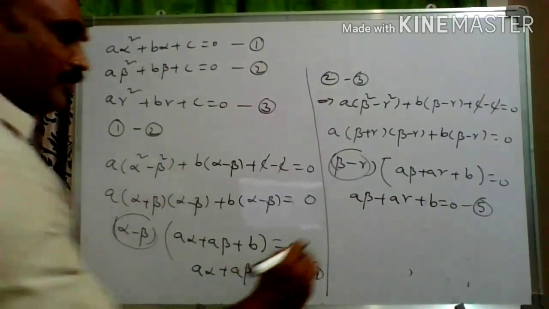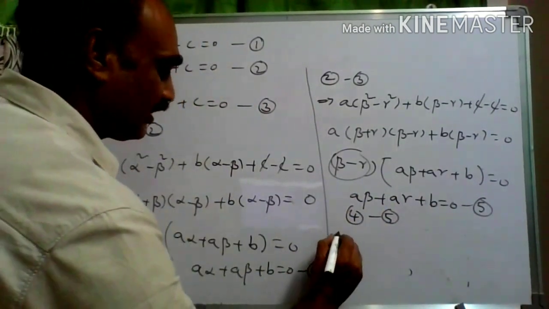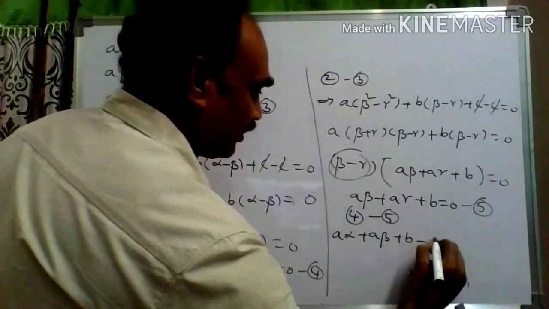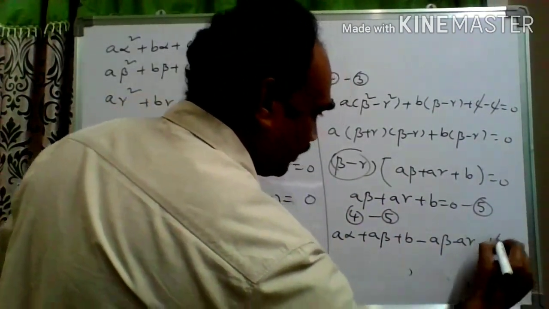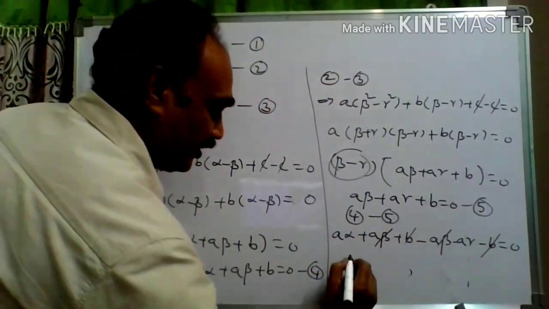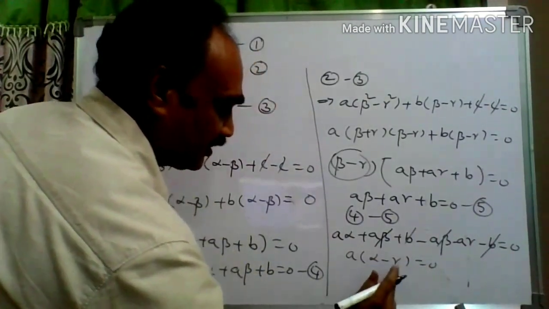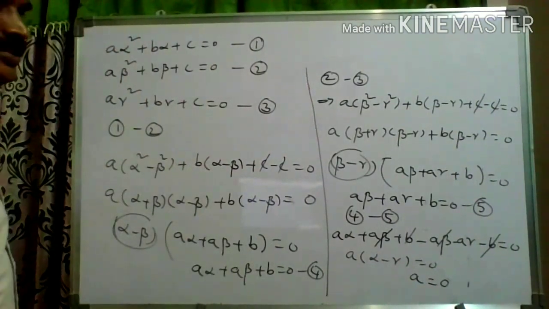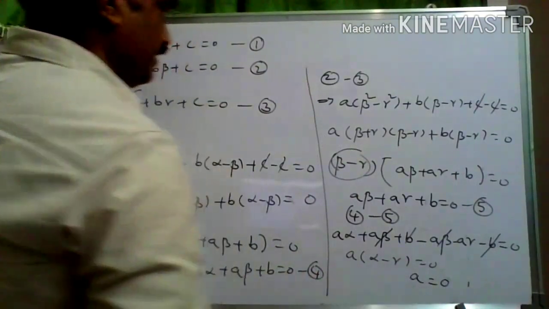Next, students, 4 minus 5. A alpha plus a beta plus b minus a beta minus a gamma minus b is equal to 0. Plus b minus b cancels, a beta minus a beta cancels, and a common gives a into alpha minus gamma is equal to 0. This is not equal to 0, so a is equal to 0, students. A is equal to 0.